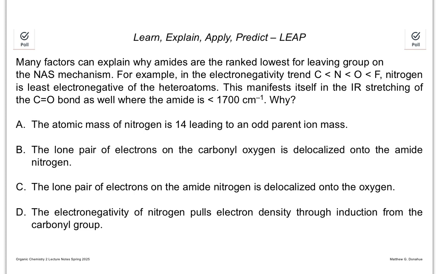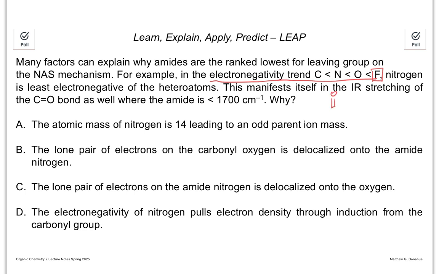So this question is using the electronegativity trend, where fluorine is the most electronegative. We see that oxygen is more electronegative than nitrogen. And the question says, the carbonyl stretch of an amide falls below 1700. So of all the carbonyl functional groups, the amide's the only one that's below 1700. So why is that?